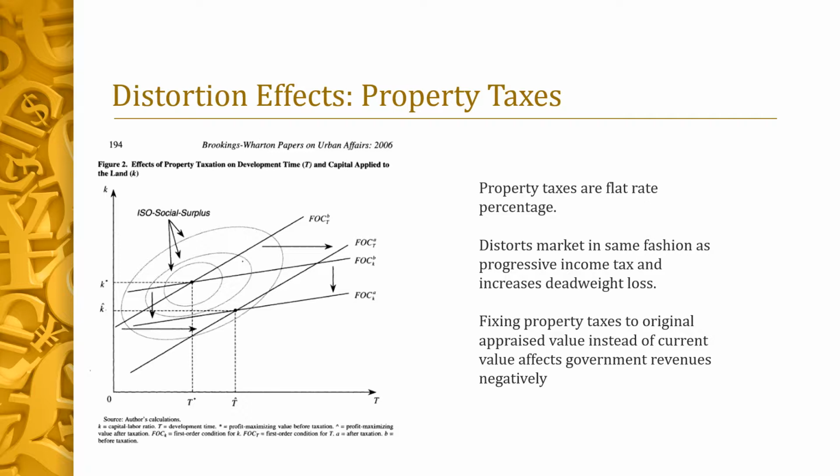However, you throw a wrench in the system by fixing property taxes to the original appraised value of the home instead of the current value. And this will also affect government revenues negatively. So you have a $100,000 home, the owner's living in it for 30 years, they're only paying property taxes on that house based on that $100,000 sales price. When in fact, 30 years later, the house is now valued at $1 million.